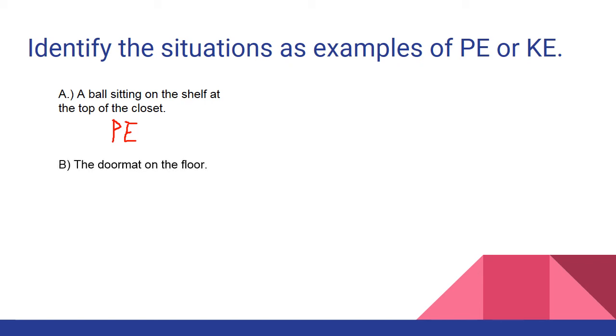Next, we have a doormat on the floor. Which is this going to be? It's a trick. This one is neither. It has no potential energy because it is sitting on the ground, and it doesn't have any kinetic energy because it is not in motion.